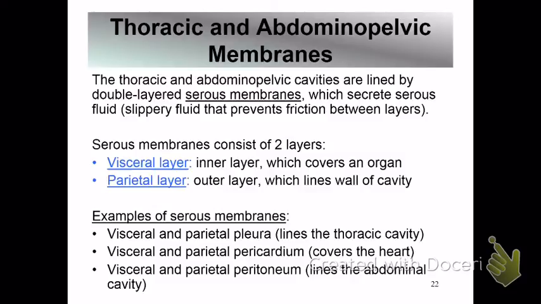And some examples, visceral and parietal. Pleura, that's going to be lungs, thoracic cavity. Visceral and parietal. Pericardium, that's heart. P-E-R-I means around, cardium means heart. And then the peritoneum, that's going to be the abdominal cavity. Peritoneum, abdominal cavity. Those terms are going to come into play when you study the end of chapter 1.